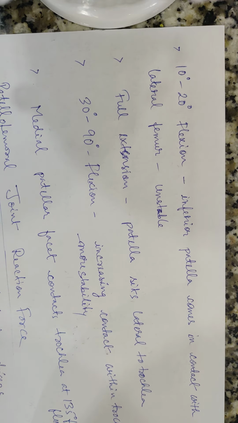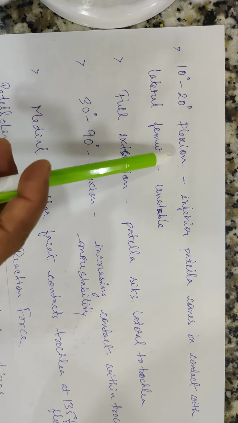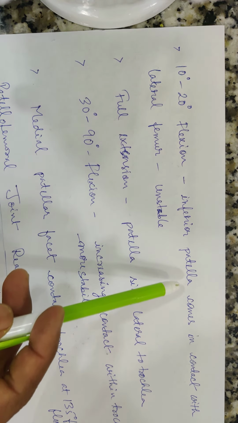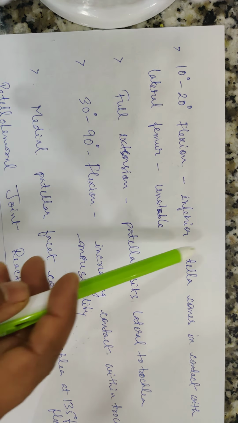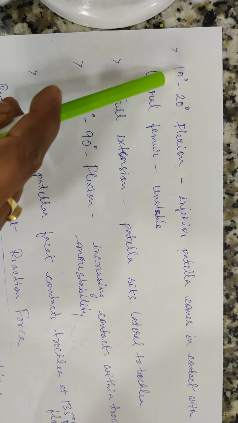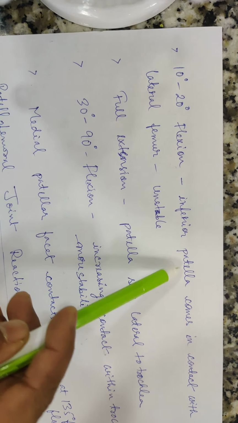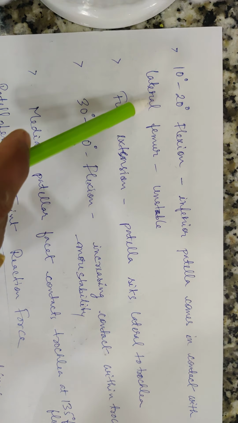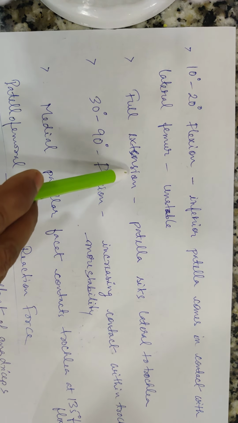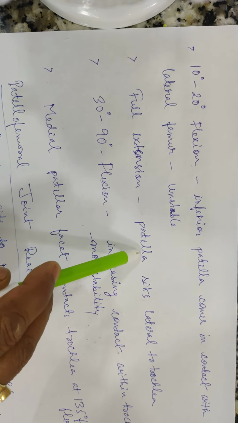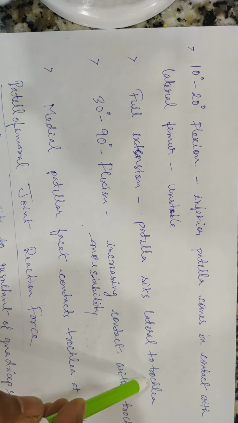Now if you see at 10 to 20 degrees of knee flexion, the inferior patella comes in contact with the lateral femur, which is highly unstable. In this 10 to 20 degrees of flexion, the patella is highly unstable and comes in contact with the lateral side of the femur. When the knee is in full extension, the patella sits lateral to the groove.